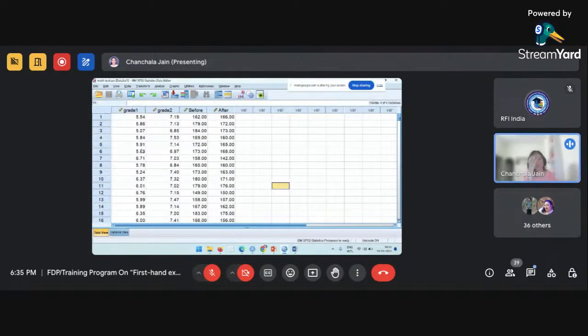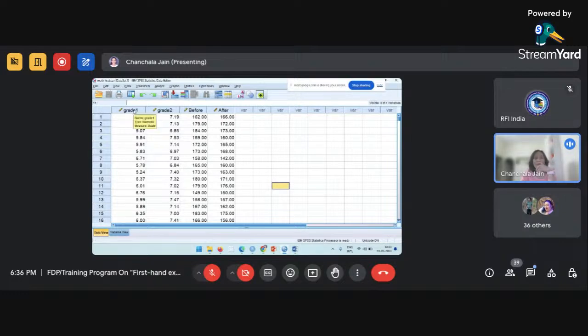So the first assumption is that your dependent variable should be numeric or continuous. I think it is numeric and continuous, right? Now we need to check the next assumption. For checking the next assumption, I think you can recall, we need to find the difference of grades, right?